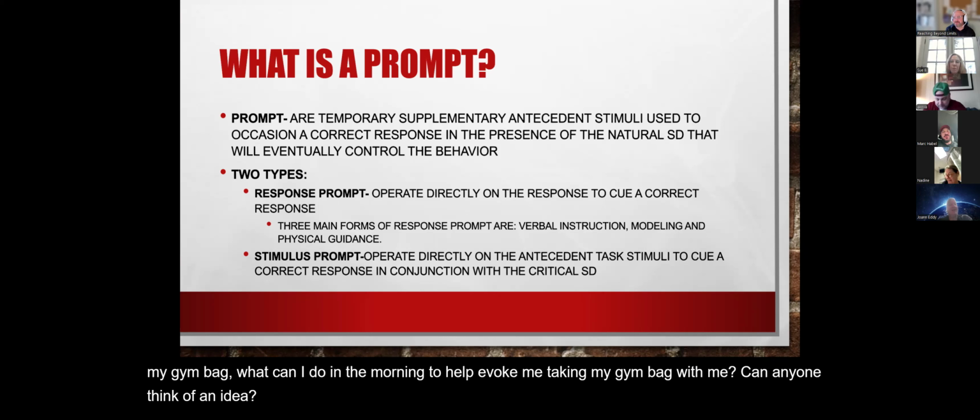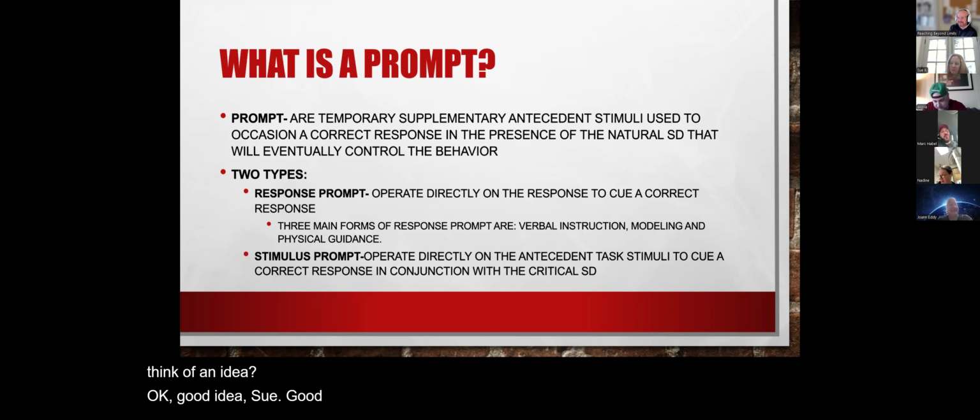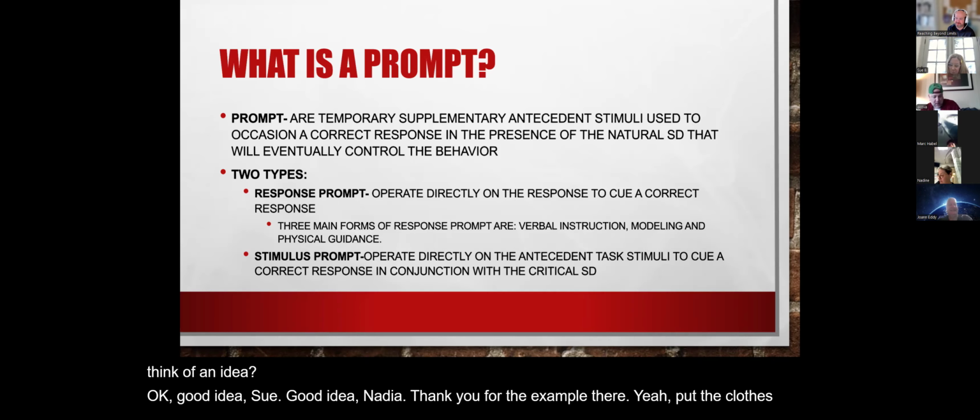Okay, good idea, Sue. Nadine, thank you for the example there. Yeah, putting the clothes in the car first would really solve our problems.